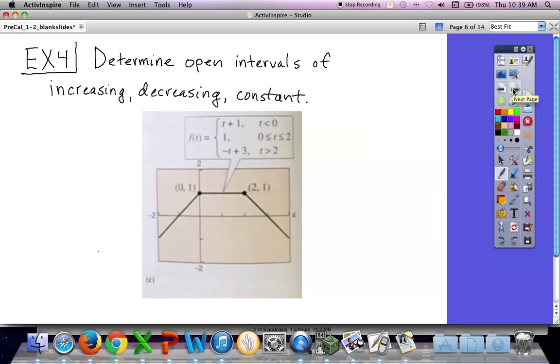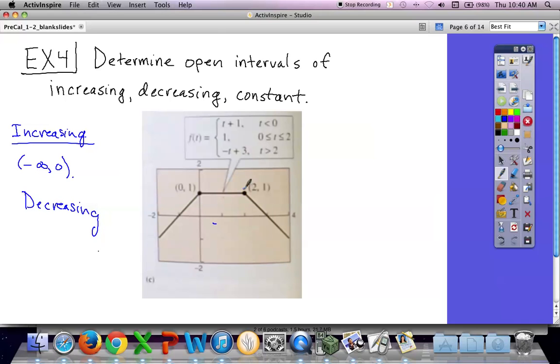Okay, so now this is the graph of a piecewise function, right? It's different from negative infinity to 0, and then it's different from 0 to 2, and then it's different again from 2 to infinity. What's the interval of increasing? Negative infinity to 0. Okay. What's the interval of decreasing?